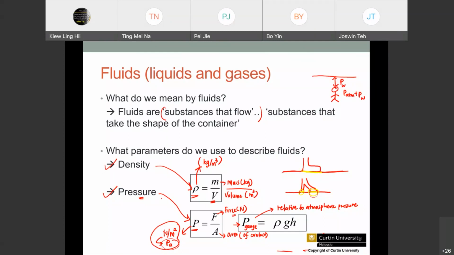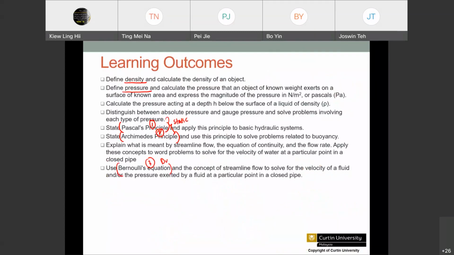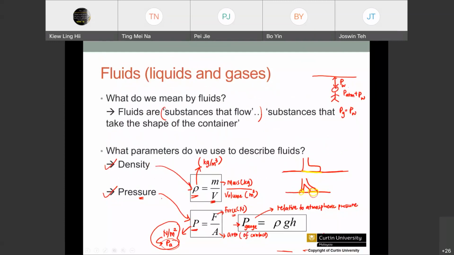However, the gauge pressure is relative to the atmospheric pressure, which means it only equals the pressure applied by the water, because you have to minus the atmospheric pressure.